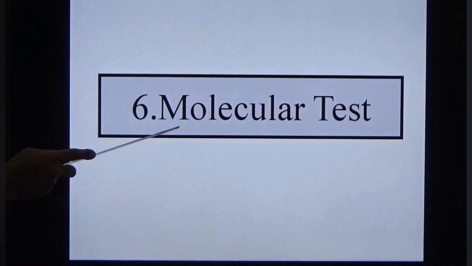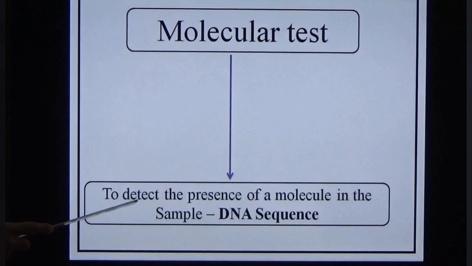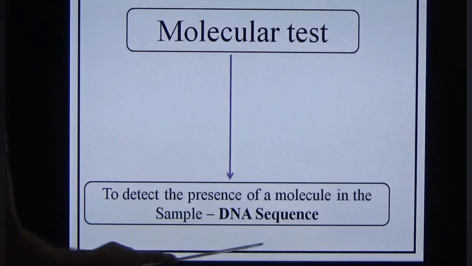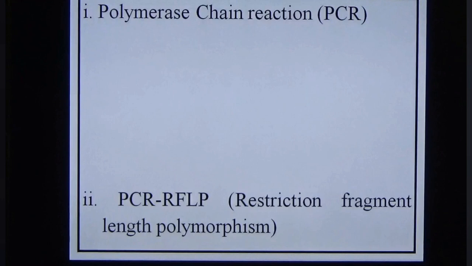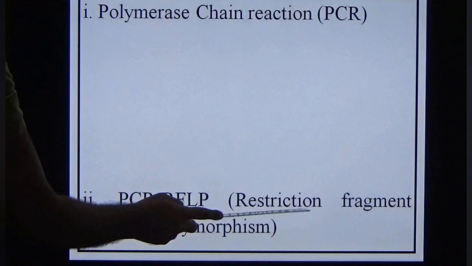It is a molecular test. So what is a molecular test? It's very simple: detecting the presence of molecules in the sample. That means detection of the DNA of the parasite. So that is known as a molecular test. Okay, there are two tests. One is PCR and another one is PCR RFLP. RFLP means restriction fragment length polymorphism.